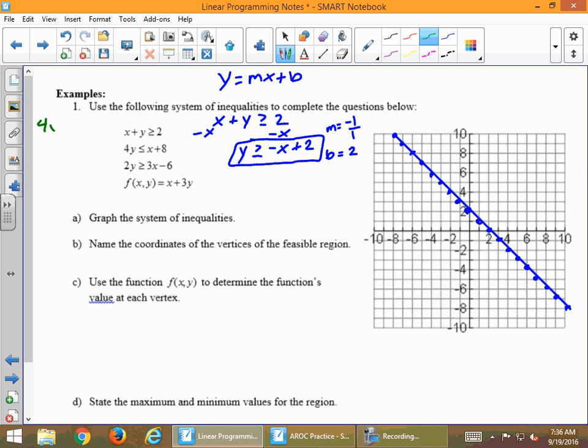We have 4y is less than or equal to x plus 8. Well, how are we going to get y by itself? What do we have to do with the 4? Divide by 4. Divide everything by 4. So we get y is less than or equal to. Technically, what's in front of this x? 1. So we're just going to write it as 1/4 x. 1 can't go into 4, so we still leave it as 1/4 x. And then what is 8 divided by 4? Okay. Here's our second line.